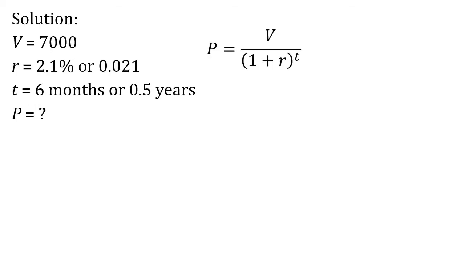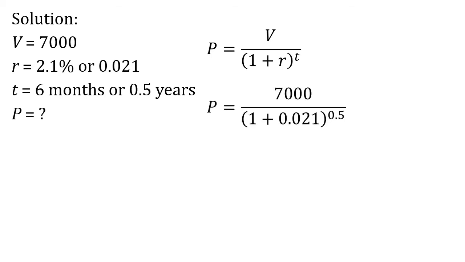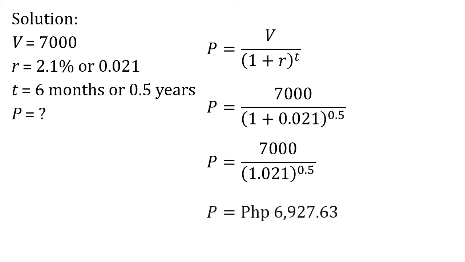So use this formula. P is equal to V over 1 plus R to the T. Substitute the values of V, R, and T. So we have P equals 7,000 over 1 plus 0.021 raised to 0.5. 7,000 over 1.021 raised to 0.5. So P is equal to 6,927.63. So the price of this zero coupon bond is 6,927.63 pesos.